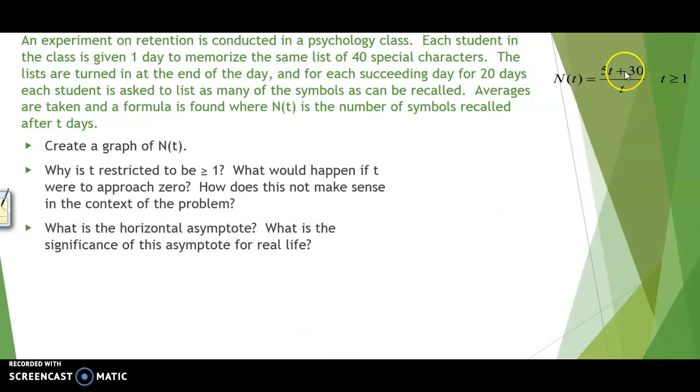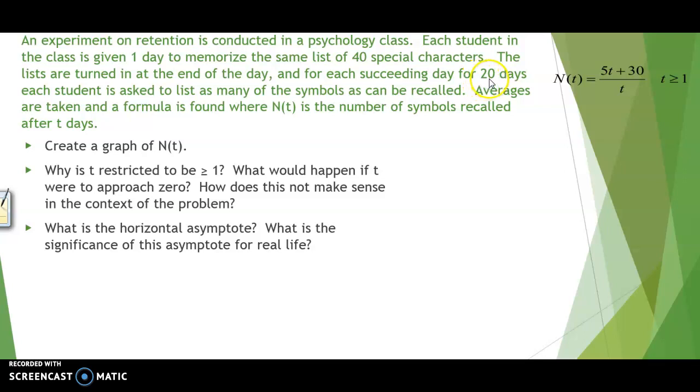So I have my function here, and I have a restriction on t that t has to be greater than 1. We're actually talking about this in our second bullet point, but we may as well discuss it now. We see that in the problem, day 1, they get to memorize everything, and then each of the succeeding days, they are taking the test. So they don't take a test on day 0, the day that they memorize, but they start on day 1.